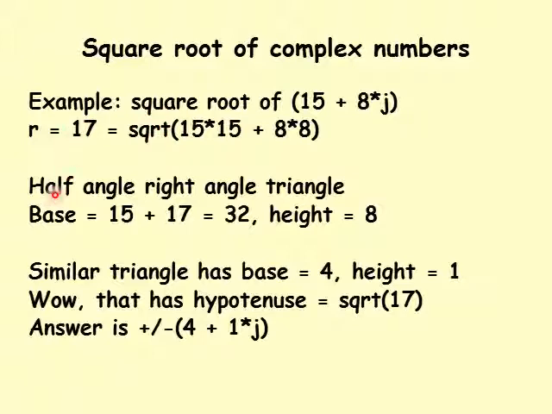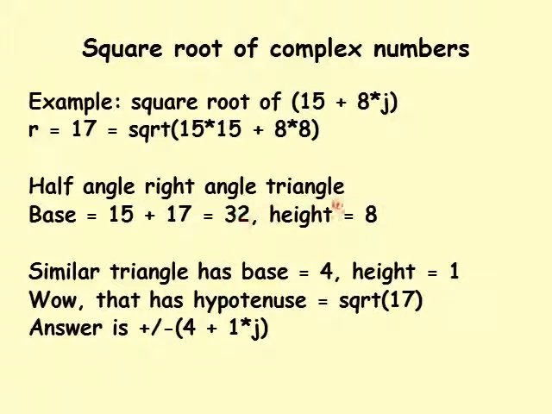Now to make a right angle triangle with half the angle, we extend the base by the positive extent of the hypotenuse 17. 15 plus 17 equals 32. The new right angle triangle with half the angle has a base of 32 and the same height of 8. We don't really need to work with a triangle of base 32 and height 8 to get the angle. We can use a similar triangle, which would have exactly the same angles.